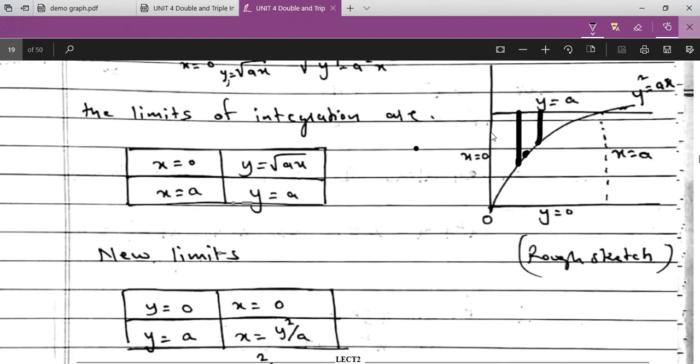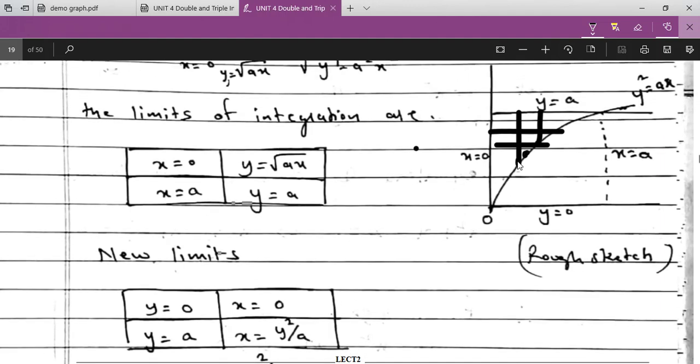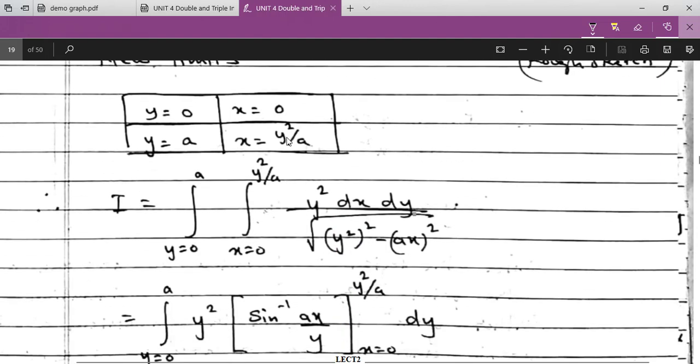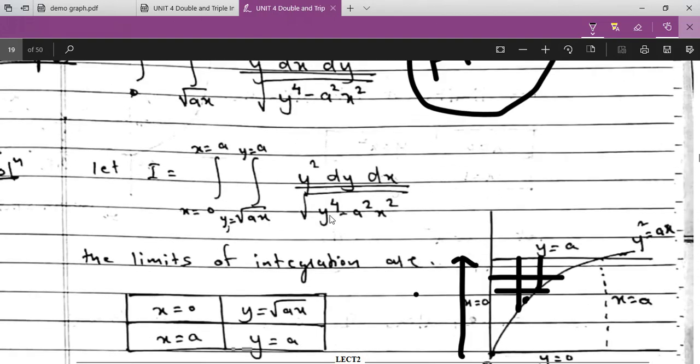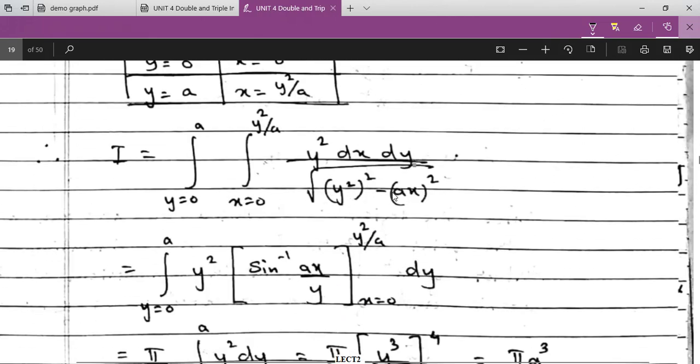Now the new limiting values, see here: x is from 0 to this curve, you need to convert in terms of x. So x here itself becomes y square divided by a. And what will happen to y? It will be 0. See here, y is ranging from 0 to the maximum value, that is a. And after evaluating this, the given function is y power 4 minus a square x square. I will write this y power 4 as y square the whole square minus ax square, which will be very useful for me to evaluate. So y square I will take outside, I will evaluate.